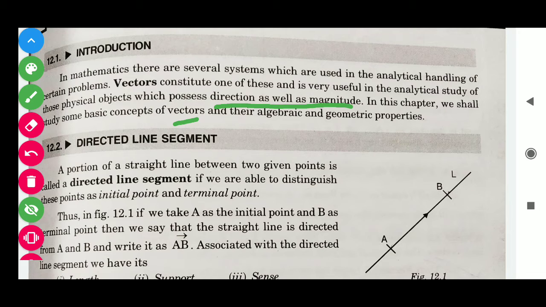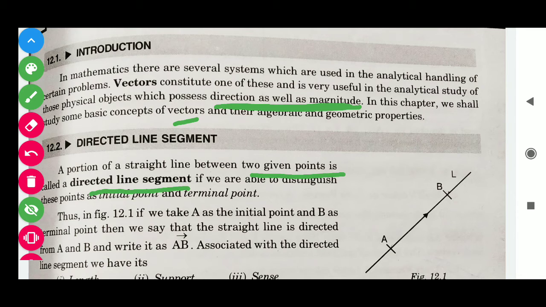So students, what is vector? Vectors are those quantities which possess direction as well as magnitude. Here we have the second definition, of directed line segment. What is directed line segment? A portion of a straight line between two given points is called directed line segment.